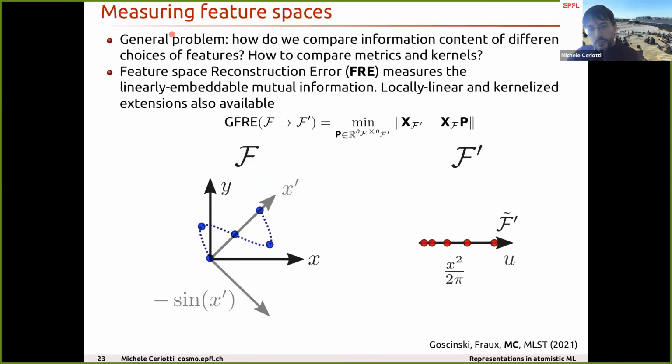And so one first thing I want to show you is a very simple idea to compare two different choices of basis to understand if we are losing information. And the idea is very, very simple.